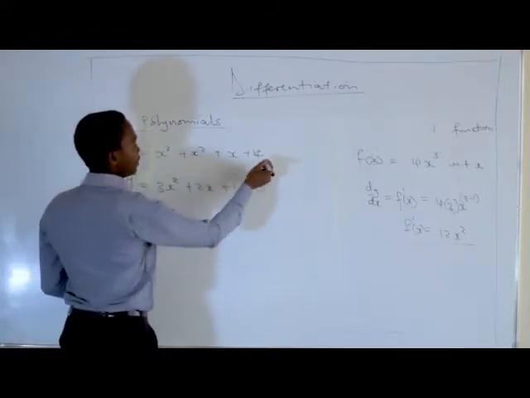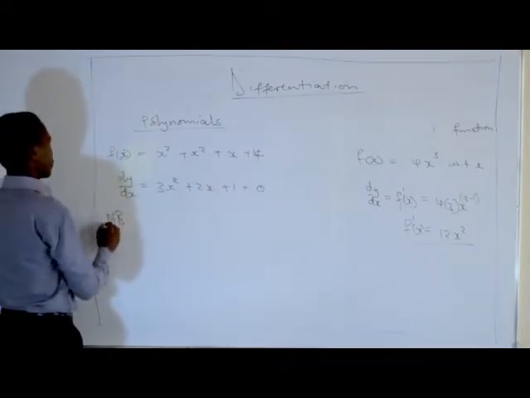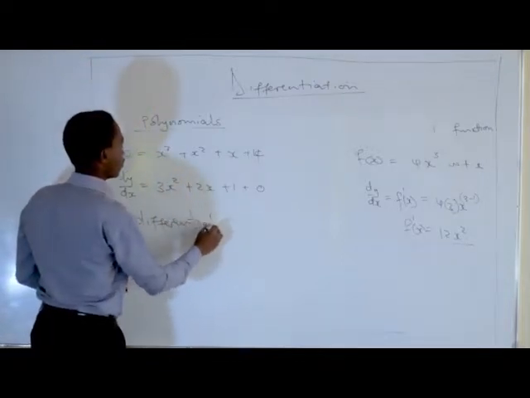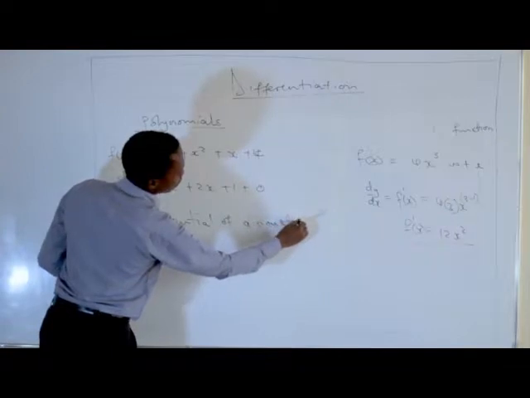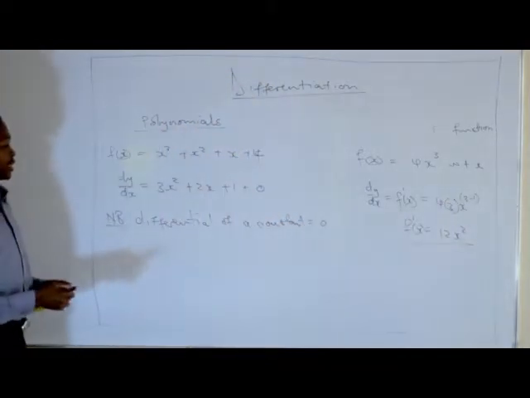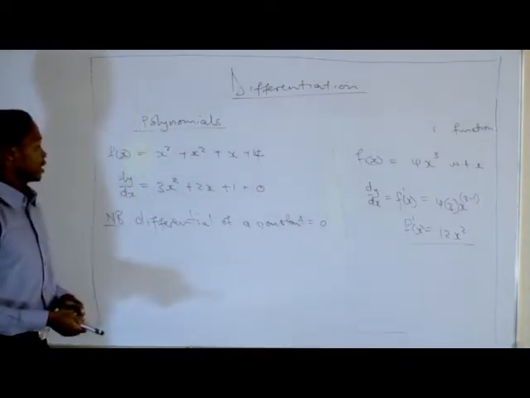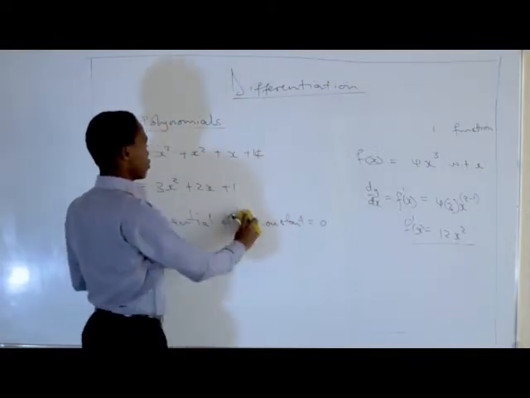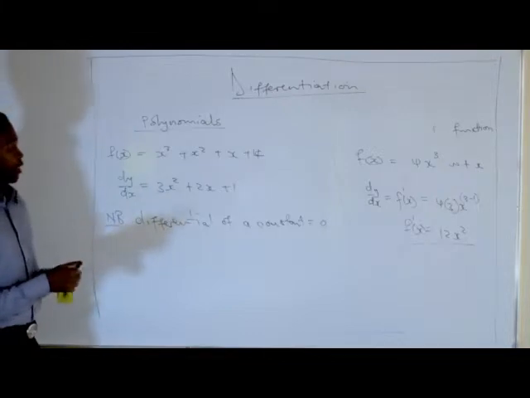Why did I say the differential of 4 is 0? It is because the differential of a constant is always 0. So whenever we differentiate a constant, our result is 0. So the differential of this function is equal to 3x squared plus 2x plus 1. So we can exclude the 0, and it will remain 3x squared plus 2x plus 1.